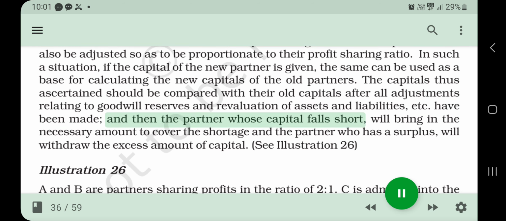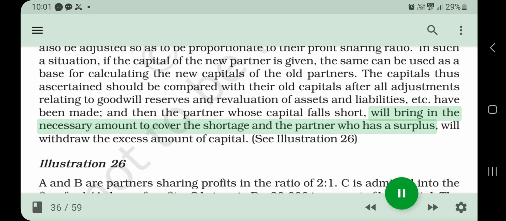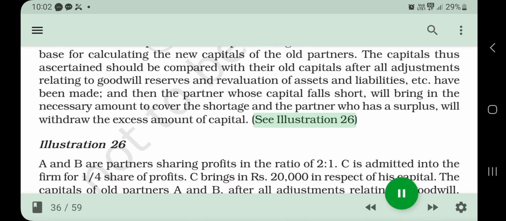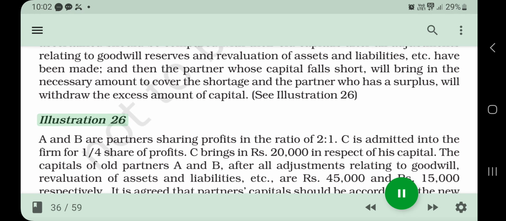And then the partner whose capital falls short will bring in the necessary amount to cover the shortage, and the partner who has a surplus will withdraw the excess amount of capital. See illustration 26. Illustration 26.